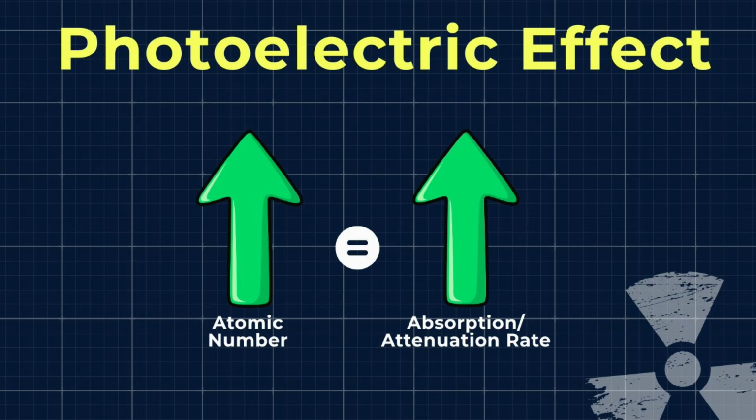As the atomic number of the absorbing material increases, the probability of photoelectric absorption increases dramatically. In simple terms, higher atomic number materials are much more likely to absorb X-rays. That is why bone absorbs more than soft tissue. That is why iodine and barium are useful contrast agents. And that is why different tissues create different shades of gray on the final image.